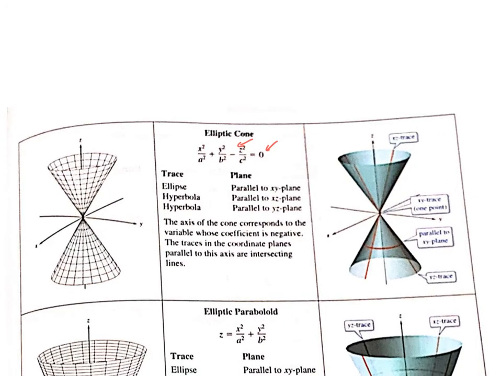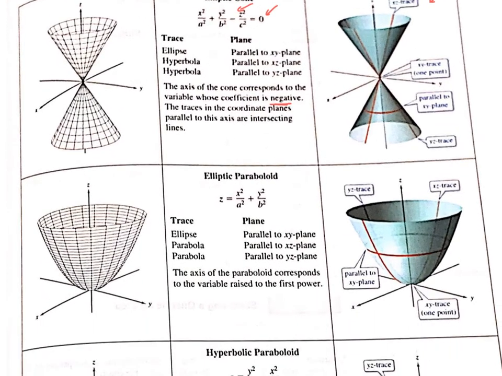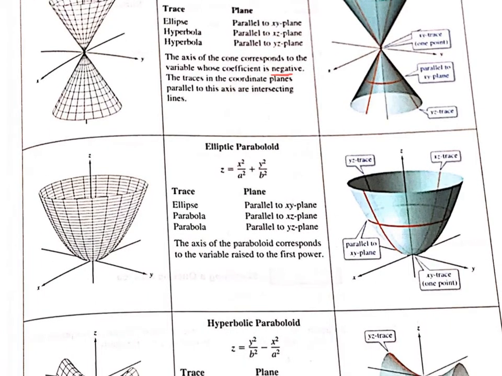And so your cone, the axis running up and down your cone, will be the one whose coefficient is negative. So if you look here, z was negative, and so my cone goes up and down the z-axis. Okay. Then we have an elliptic paraboloid.